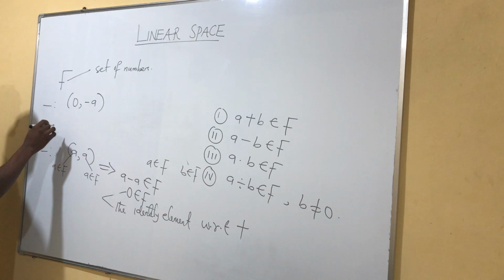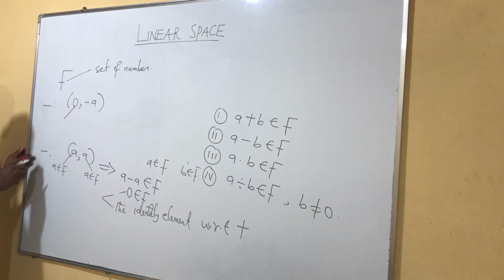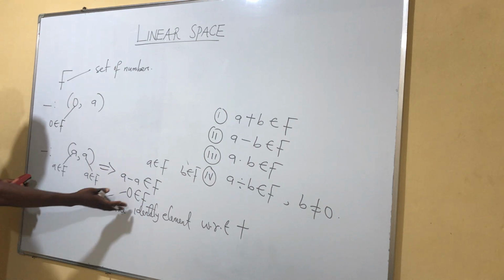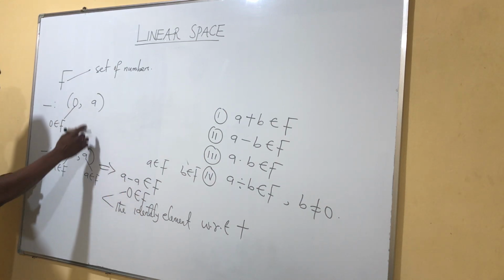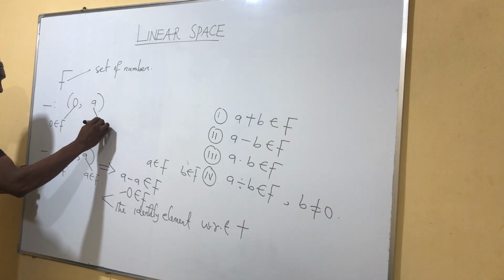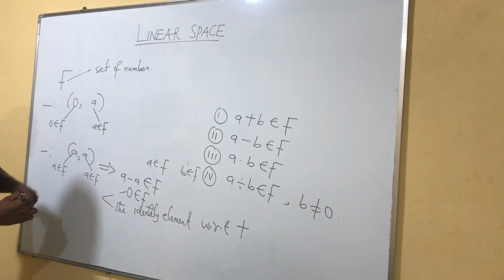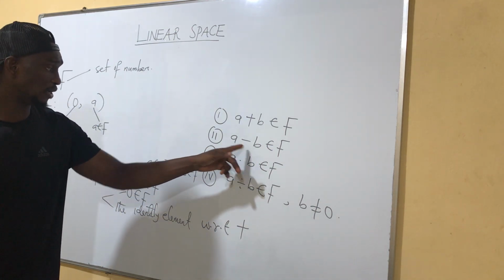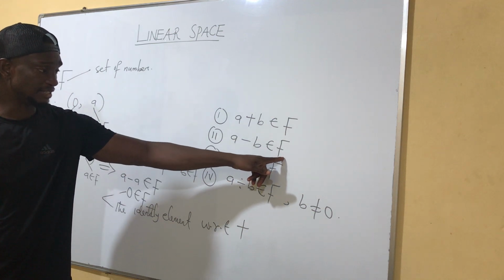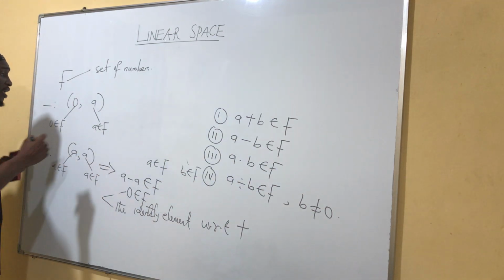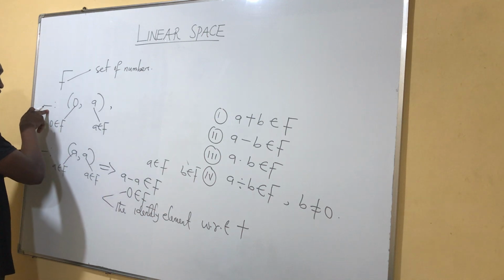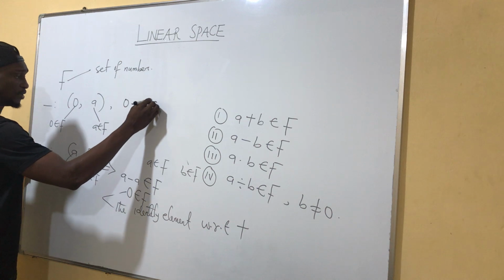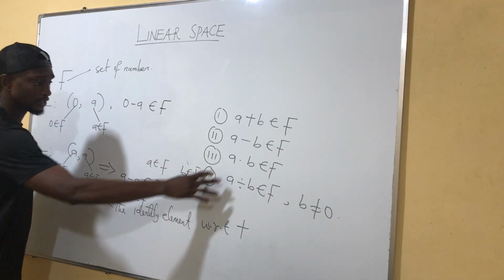This is a pair. You see, this is a pair. The first element is an element of F, which we derive from this, and we know that A also is an element of F. Now, since F is a field, whenever subtraction comes in between two elements of F, it belongs to F. This implies that if this sign comes in between 0 and A, it will be an element of F using this second property.